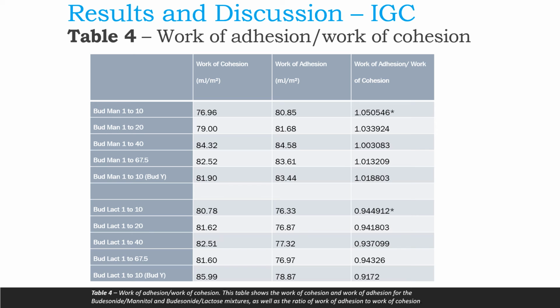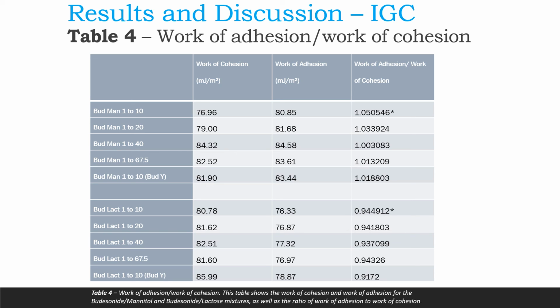If we look at the first set of data, which is the Budesonide and Mannitol, we can see that the 1 to 10 ratio has the highest ratio of adhesion over cohesion for that set of formulations. And if we look at Budesonide and Lactose below them, the same can be seen, where the 1 to 10 ratio of Budesonide and Lactose also has the highest ratio of adhesion over cohesion for that set of formulations.